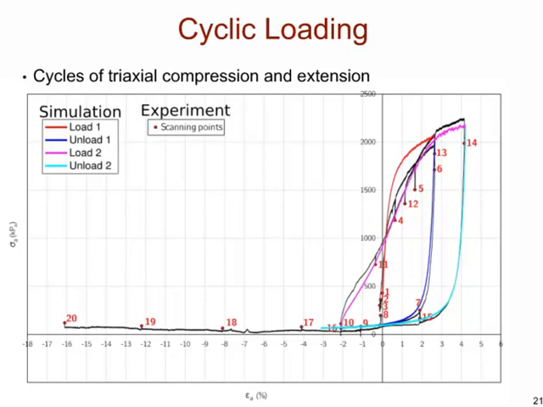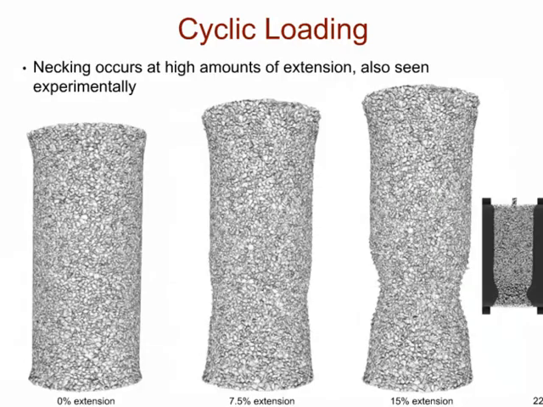This is cyclic loading. I won't be able to talk too much about this, but this is a test where we loaded and unloaded a sample of sand, and we did the same thing computationally. This is a class B prediction because the parameters were calibrated in the previous example, and you can see that you can essentially not tell the difference between the experiment and the computation. So it's producing very interesting results.